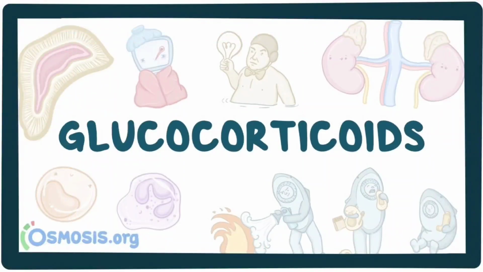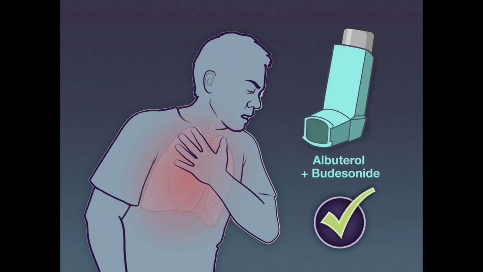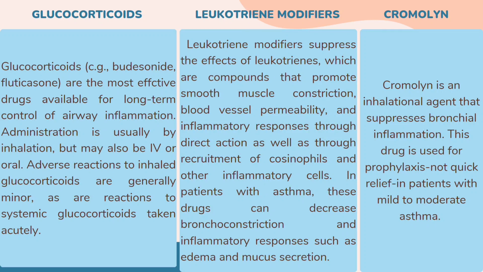First is glucocorticoids. Glucocorticoids like budesonide and fluticasone are the most effective drugs available for long-term control of airway inflammation. Administration is usually by inhalation, but may also be IV or oral. Adverse reactions to inhaled glucocorticoids are generally minor, as are reactions to systemic glucocorticoids taken acutely.